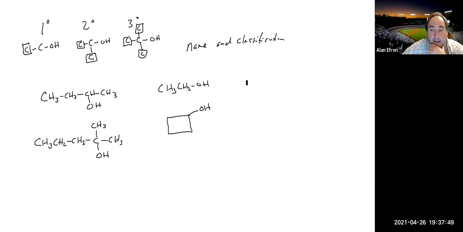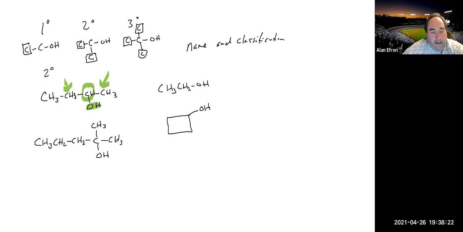Okay, so let's see how we're doing here. So we'll start first with the classification. So when you're classifying an alcohol, the important one is always the carbon that's attached to the OH group. And when we look at that carbon, we see that it is attached directly to 1 carbon there and 2 carbons there, which means that this guy should be a secondary alcohol because of that. Any questions on that there?